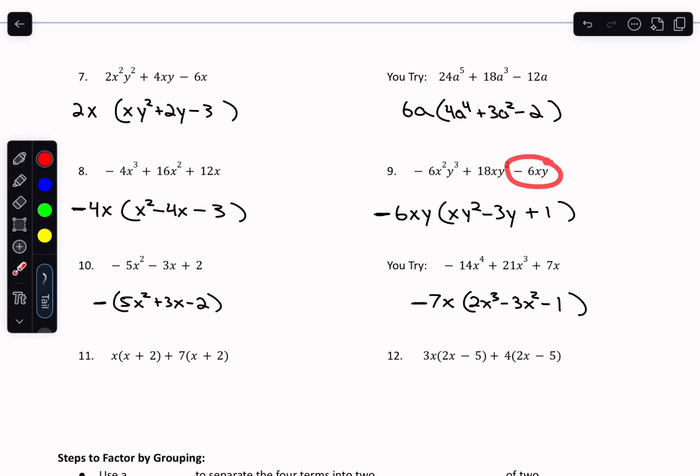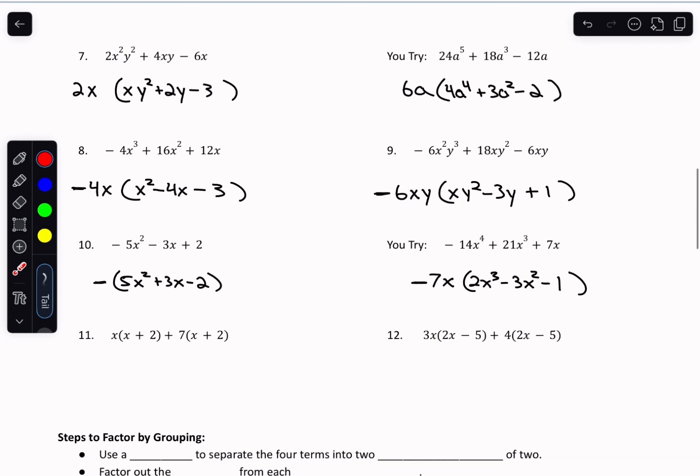In problem number 9, we had a negative 6xy divided by a negative 6xy, so those two negatives gave us a positive. But here we have a positive divided by a negative, so our result is a -1 instead. All right, that was the last of the monomial GCF examples. Now we're going to see what it looks like when we have a binomial as a GCF. So number 11 and number 12, it's going to be a little bit different. Really, it's the same thing, but it just feels different when you're doing it.